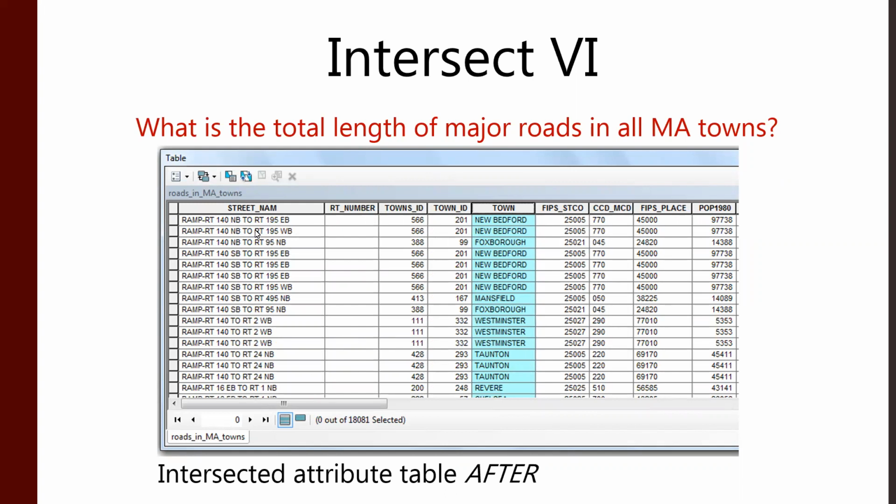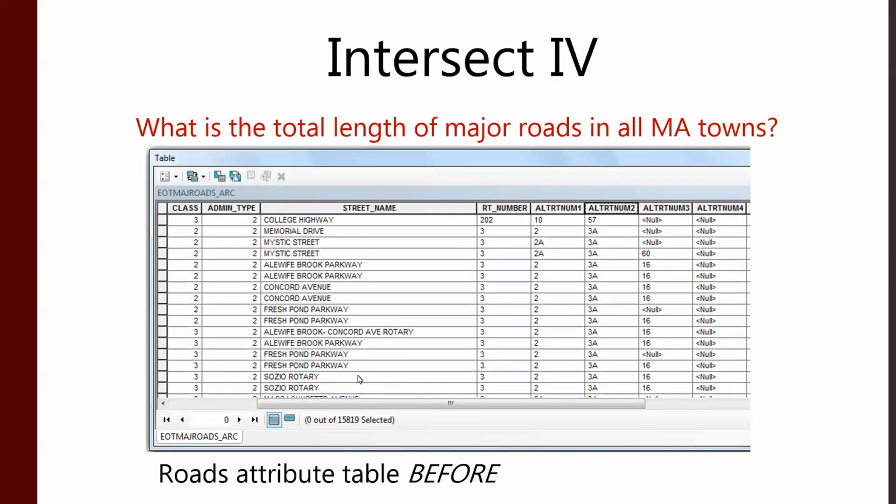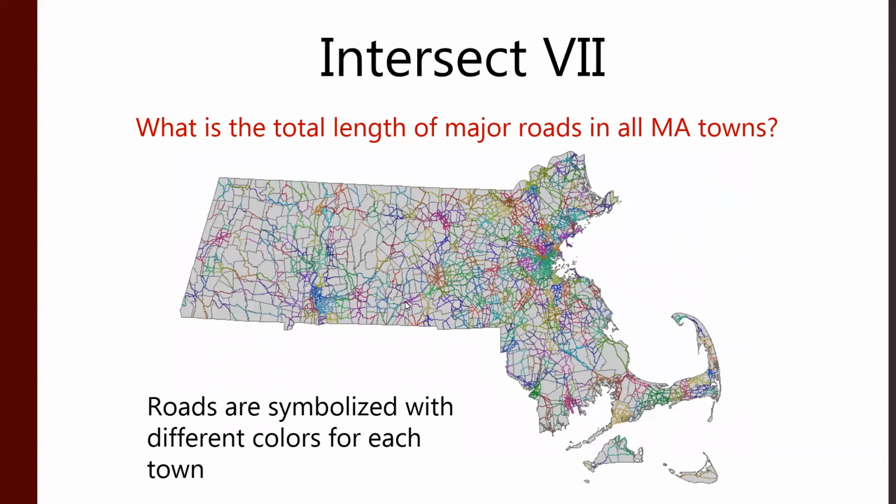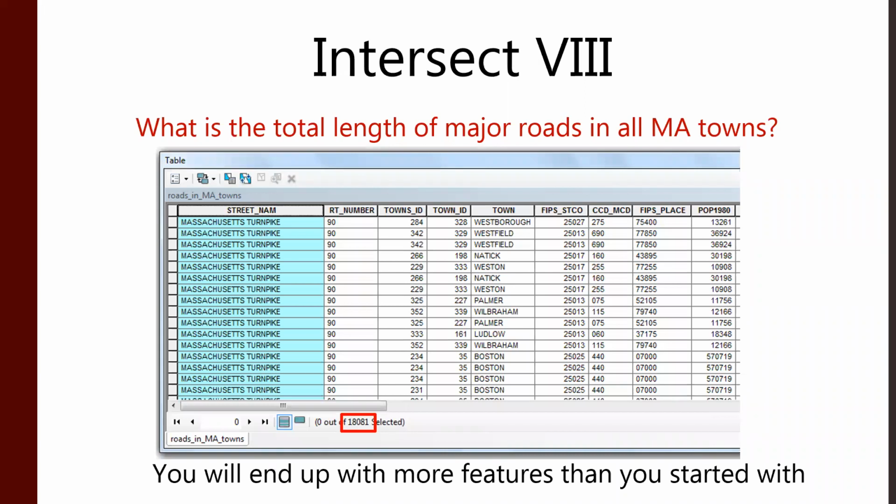Intersected table. Now, every road, here's a bunch of ramps, has town information associated with it. We have more road features than we started with. But we can do cool stuff like this. Now we've symbolized all the roads by town. So intersect is a great way to combine feature attributes from two different layers. Gives us more information, more details.